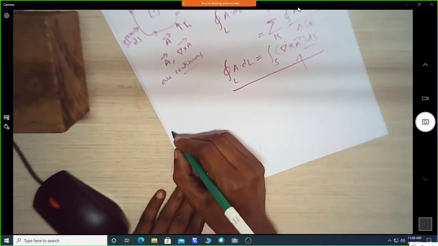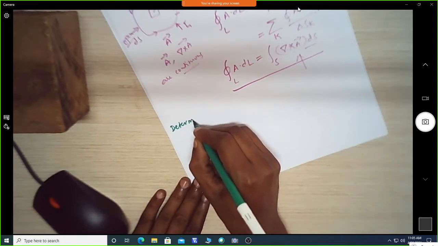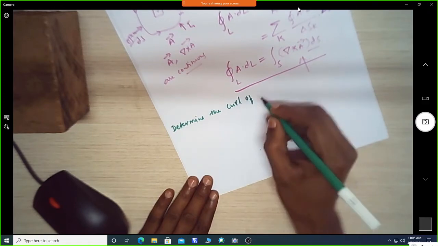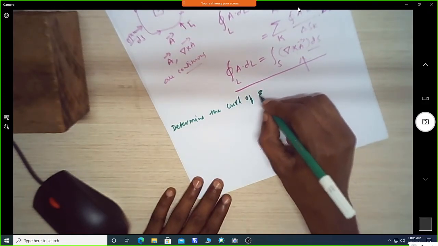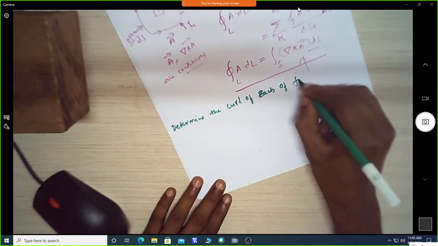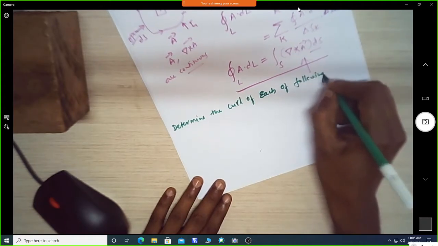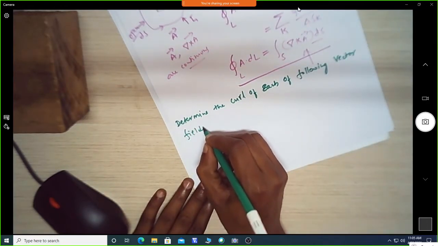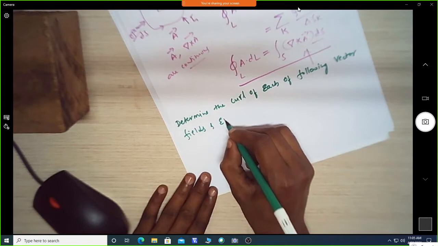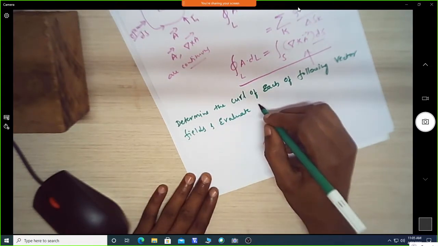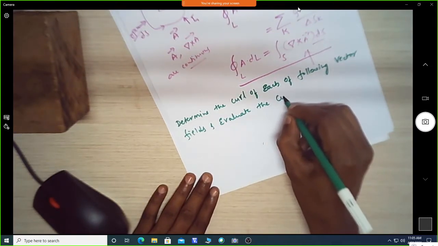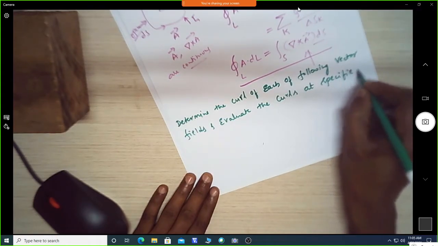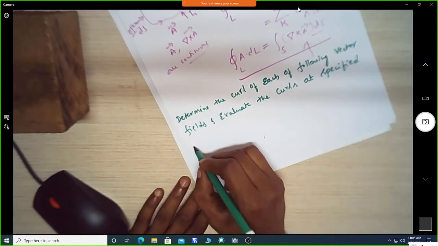So the problem we take: determine the curl of each of the following vector fields, okay, and evaluate the curls at specified points. Evaluate the curls at specified points.